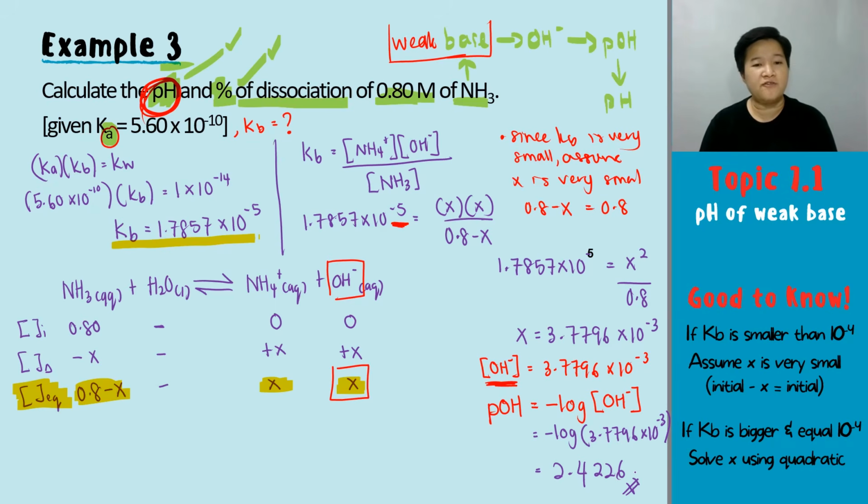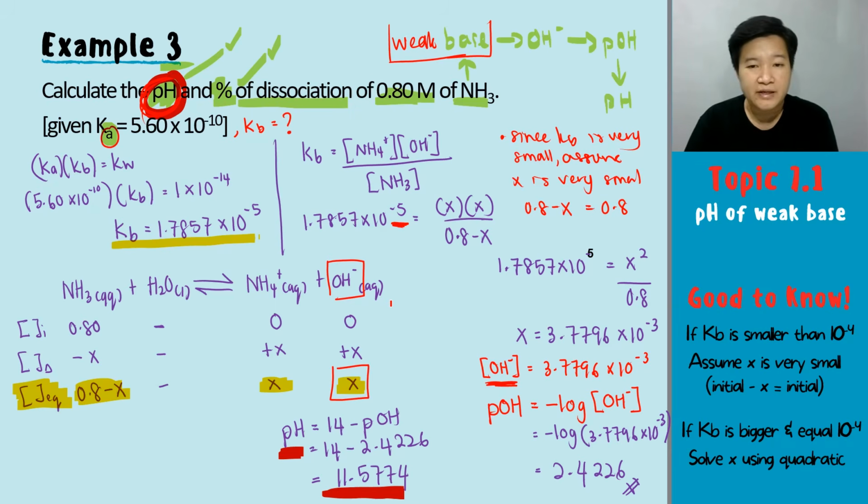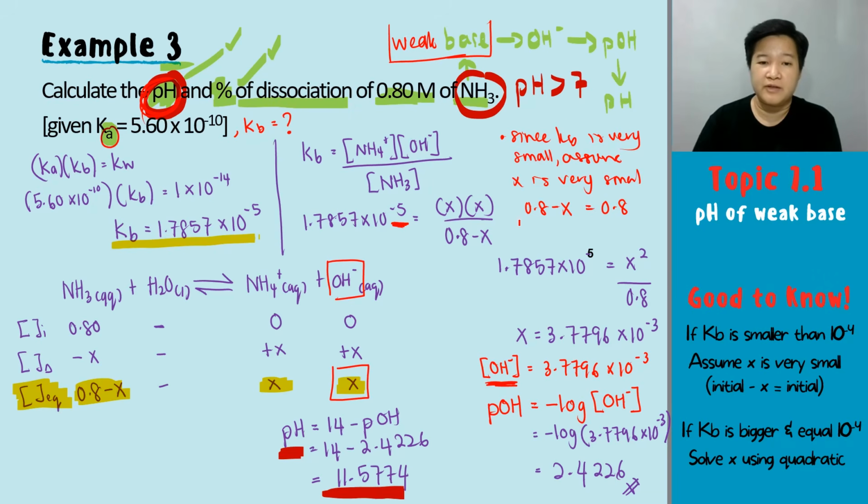Agree? Simple. And guys, that is only the pOH value. The question is asking for pH. So what would be your pH value? The pH value over here will be 14 minus pOH. So you will have 14 minus 2.4226. As a result, the pH value calculated is 11.5774. And that is the pH value requested by the question. Okay? Bear that in mind, your ammonia is a base, therefore the pH value must be more than 7. So your pH value is more than 7 right now.